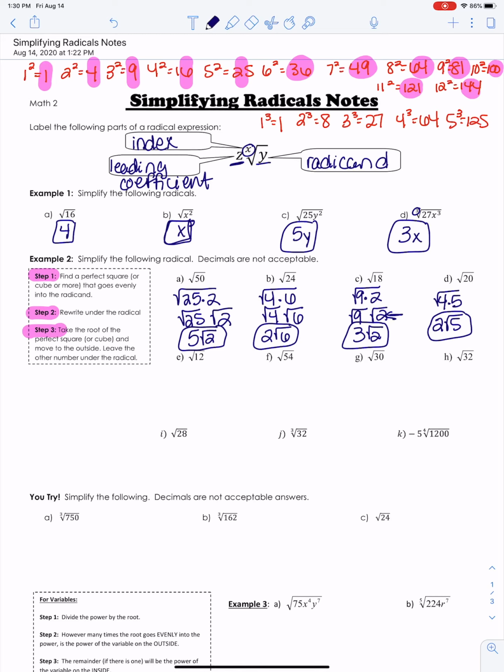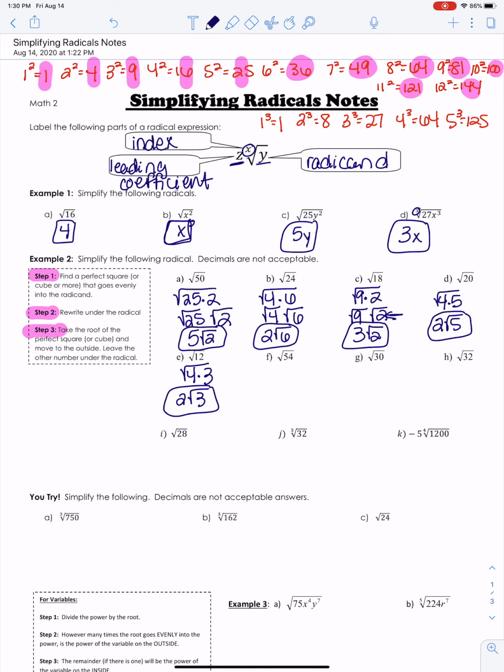All right, for E, you've got square root of 12. The biggest number that goes into that is 4. 4 times 3. The square root of 4 turns into 2. 3 is not a perfect square, so it stays in the radical.